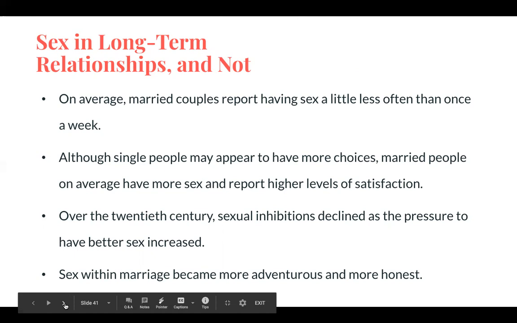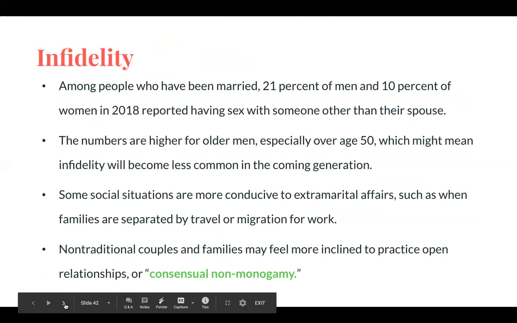So for a lot of married couples today, compared to 100 years ago, they're going to say that sex is important, is something that they work at. And so the fact that a lot of married people are not unhappy sexually is a good point to emphasize before we talk about infidelity.